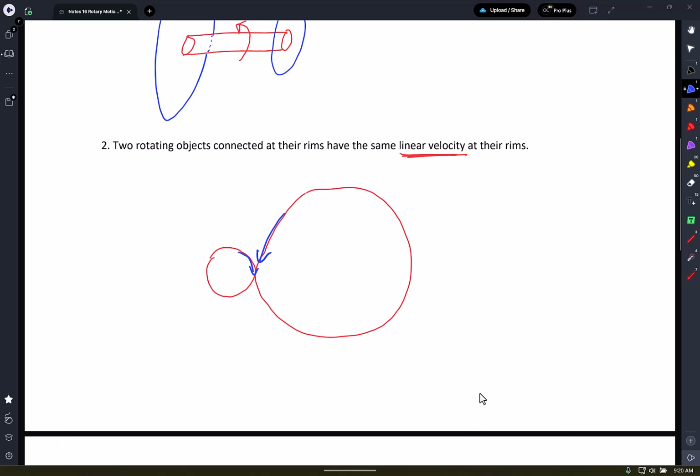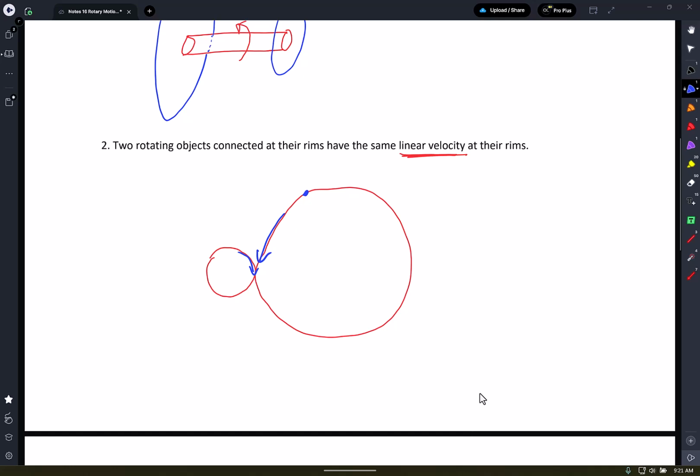All right. Look at this, guys. Obviously, the angular velocity is different. If the big one does one revolution, that little one does a whole lot more than one revolution. We got that. But the linear velocity, if the big one is covering, let's say at the exterior, 5 miles an hour, then the little one, because they're touching, is also going 5 miles an hour. Does that make sense?